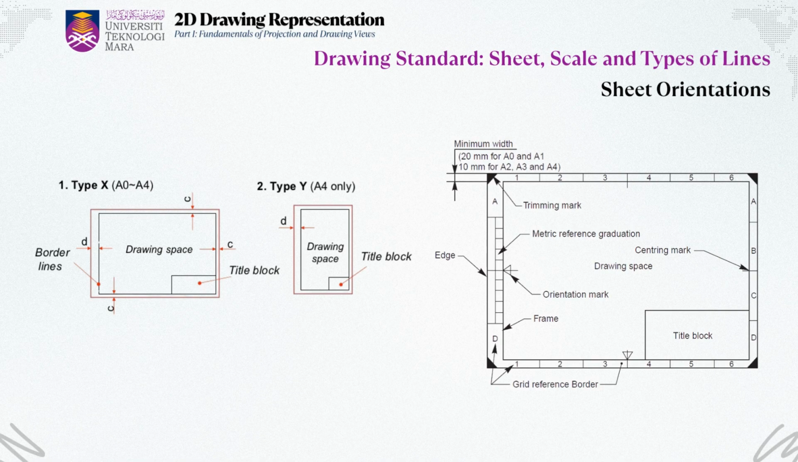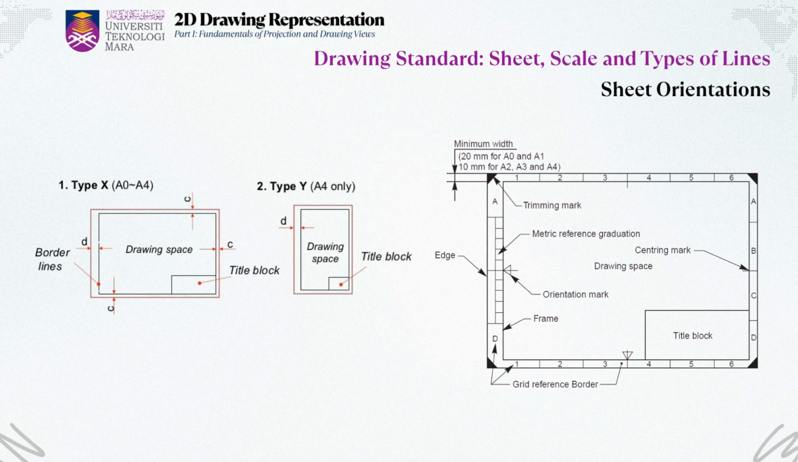Type Y, on the other hand, is used exclusively for A4 size sheets and is set up in portrait orientation, where the height is greater than the width. Similar to Type X, it includes a drawing space and a title block, but the layout is more vertical and better suited for compact documents or smaller technical reports.